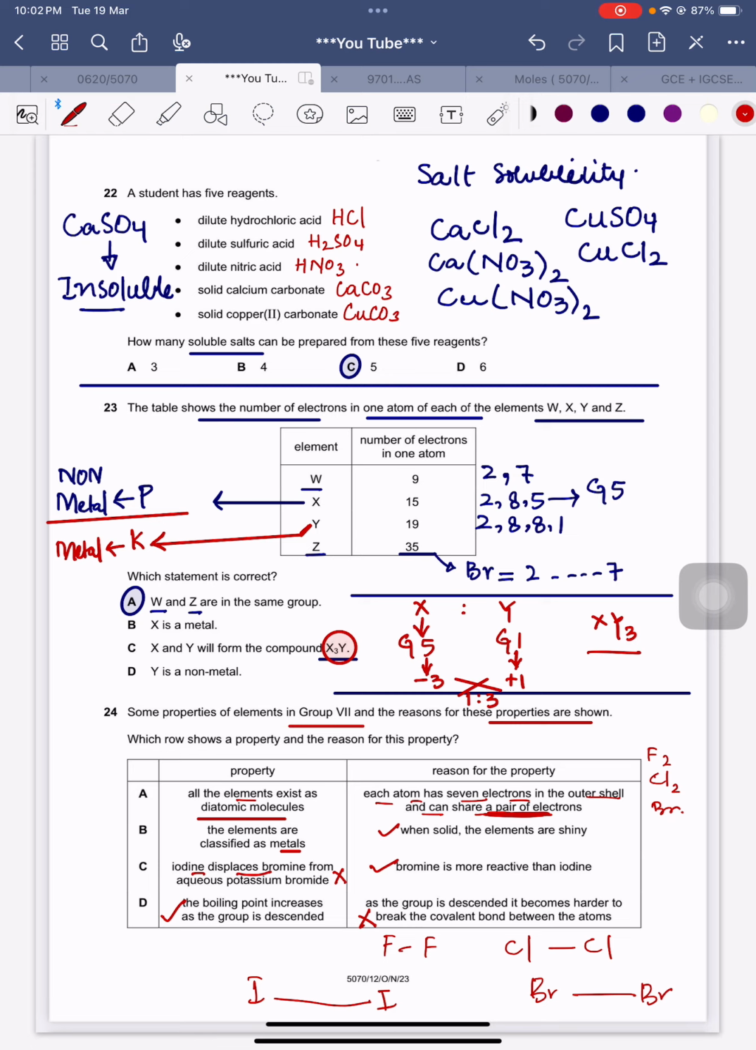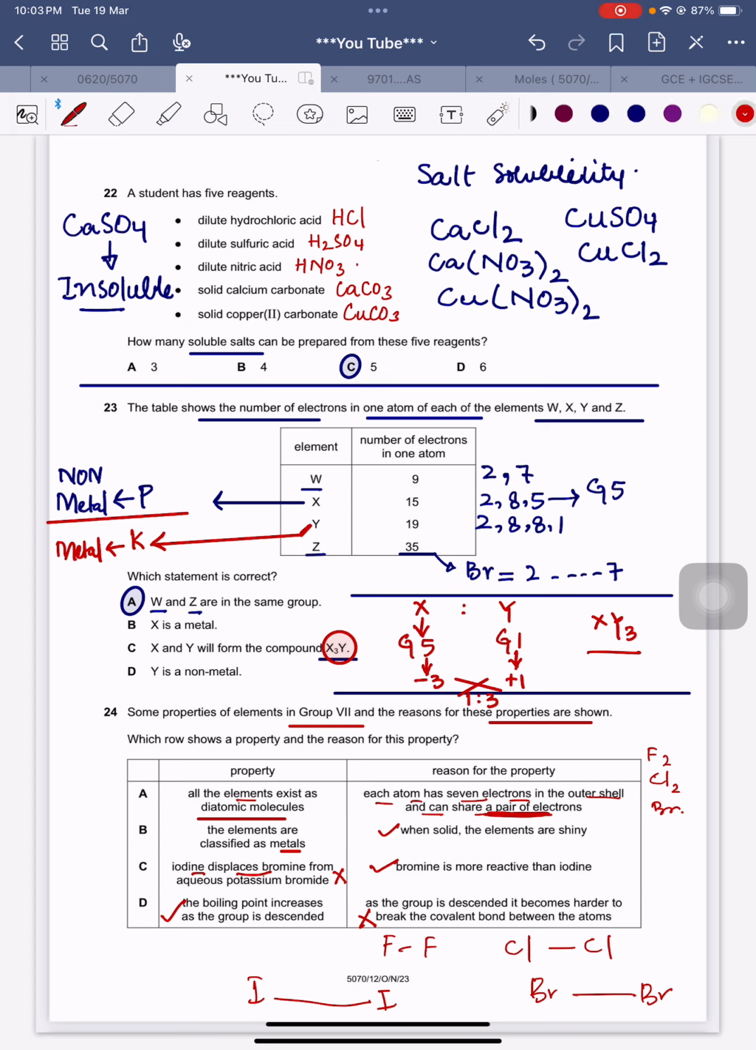in one molecule. If one atom from F2 is sharing one electron, whereas the other F is sharing one electron, so there will be a total of one pair of electrons in the central part, the sharing region. But here they are saying each atom has 7 electrons in the outermost shell and can share a pair of electrons. No, one atom cannot share a pair of electrons.